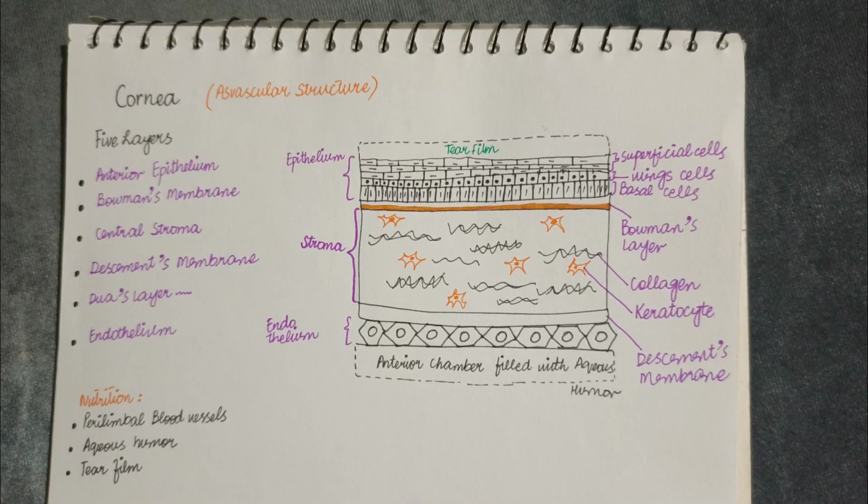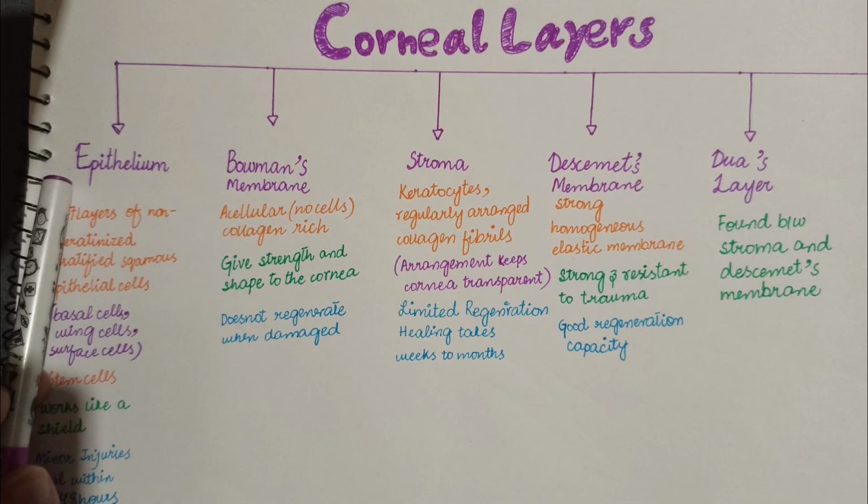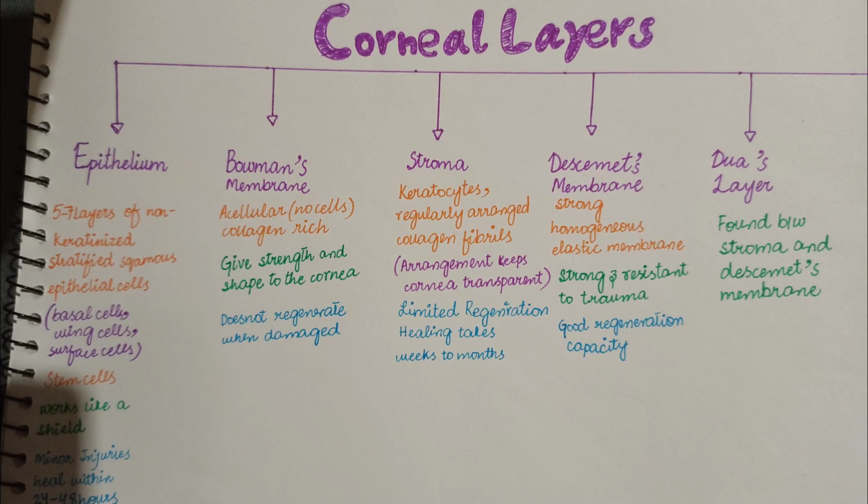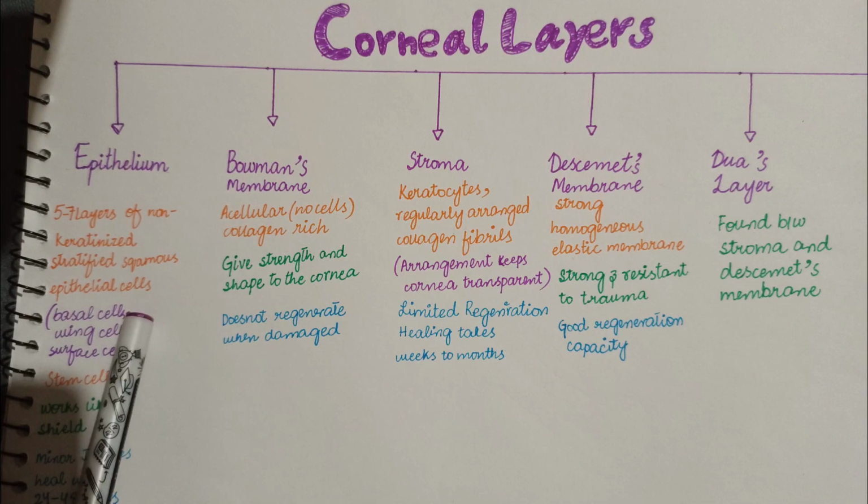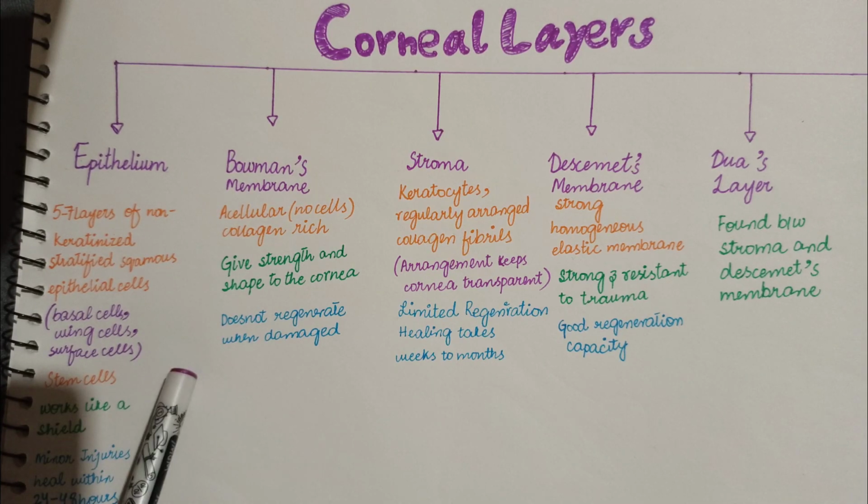Now let's move on to the detailed study of the layers of cornea. The very first layer of the cornea is epithelium layer. This layer is responsible for protecting the cornea from dust, bacteria, and minor injuries. This layer consists of 5 to 7 layers of non-keratinized stratified squamous epithelial cells. It consists of basal cells, wing cells, and superficial cells. This layer of the cornea heals within 24 to 48 hours. Stem cells are responsible for this speedy regeneration.